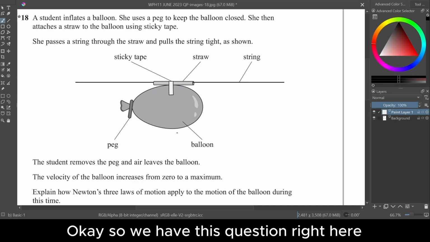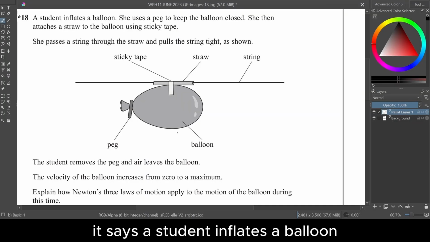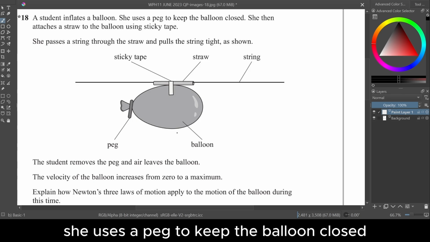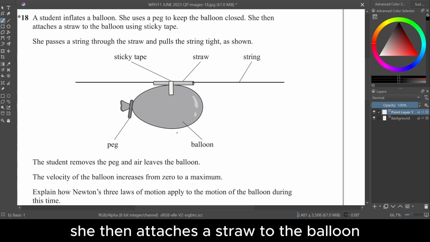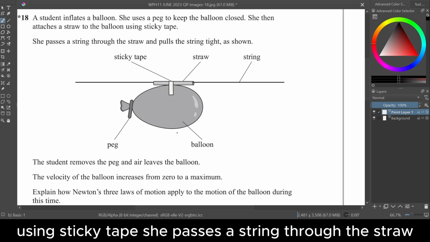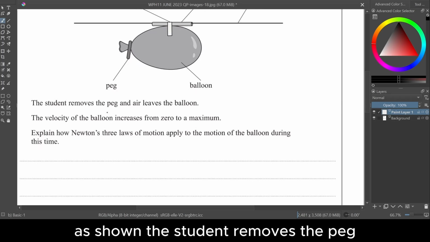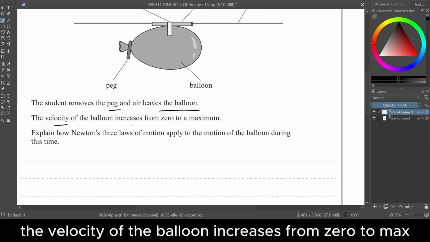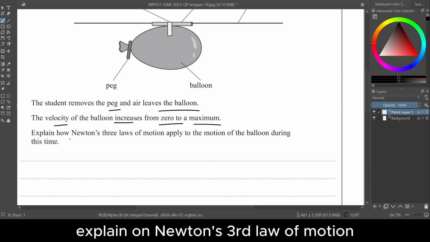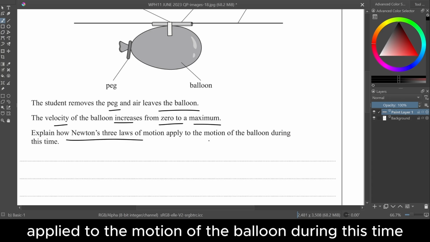Okay, so we have this question right here. It says the student inflates a balloon. She uses a peg to keep the balloon closed. She then attaches a straw to the balloon using sticky tape. She passes a string through the straw and pulls the string tight as shown. The student removes the peg. Air leaves. The velocity of the balloon increases from 0 to max. Explain how Newton's third law of motion applied to the motion of the balloon during this time.